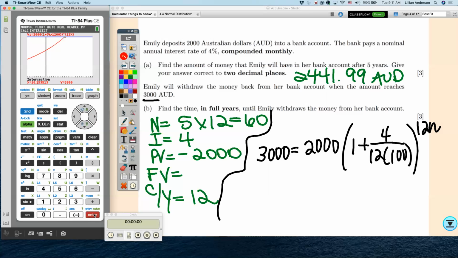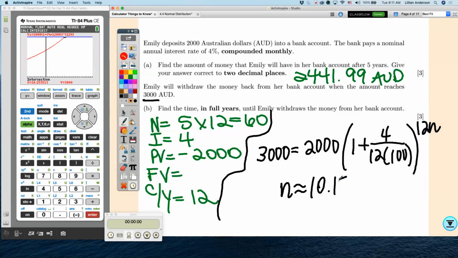But I got to do it to full year. So what year is that? So that's going to be 11 full years, not 10, because technically, exactly at the start of the 10th year, she was just a little bit under 3,000. It was sometime in that 10th year that she ends up hitting 3,000 to withdraw.